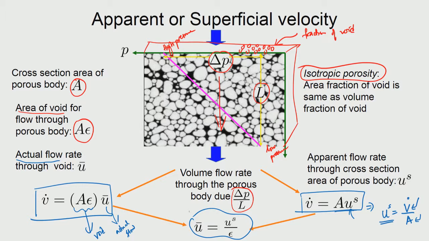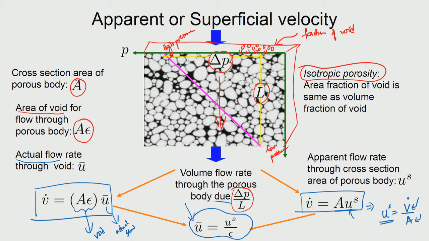Now, for the actual velocity, we do have a relationship available because it is going through the void, and for flow through the void, which is roughly in the shape of a pipe, we do have an expression that gives us a relationship between the velocity and the delta P by L, through the pipe flow equation. So, now we want to relate these two and see how it comes about.